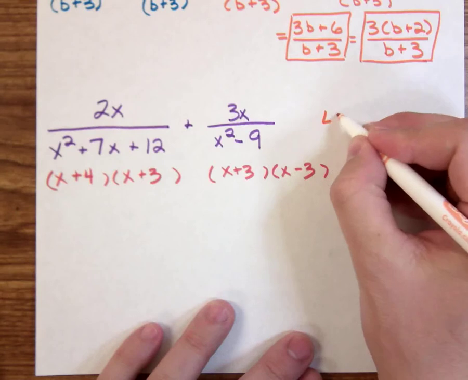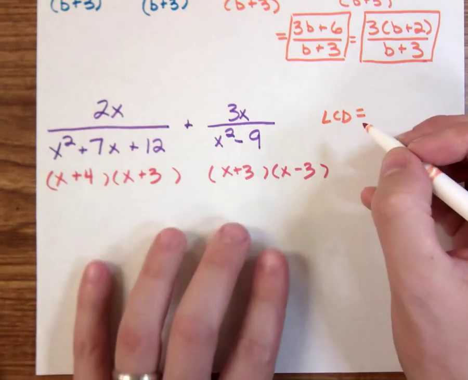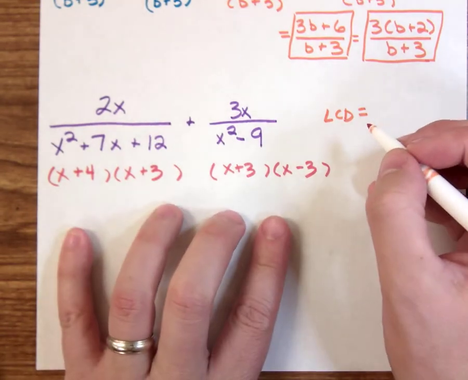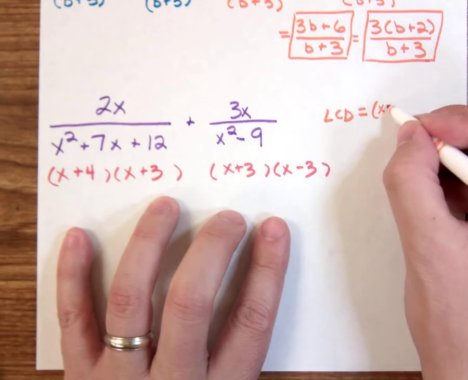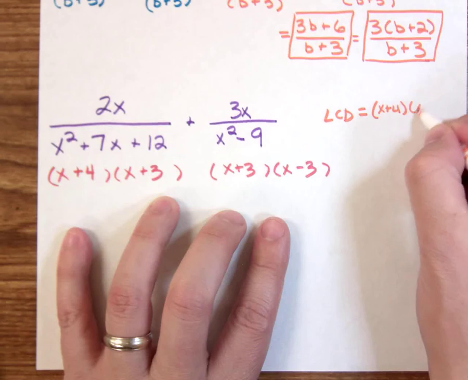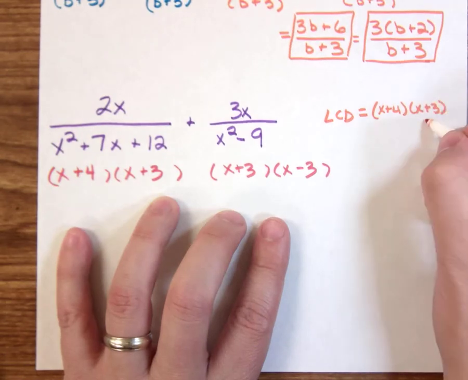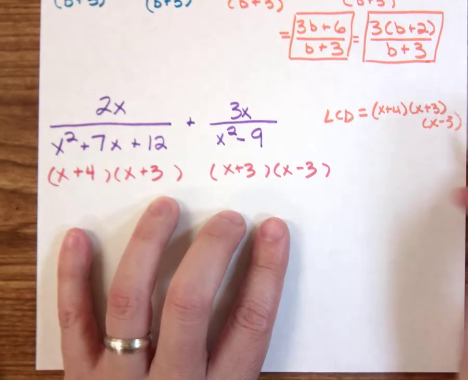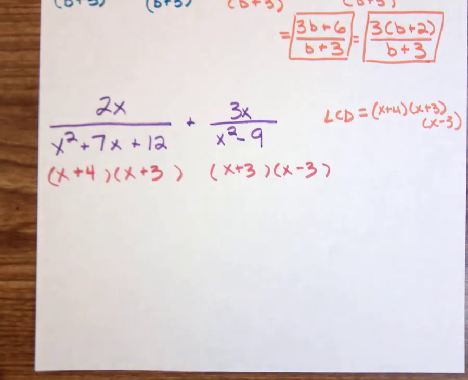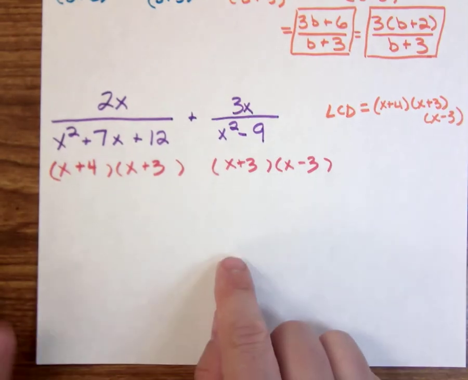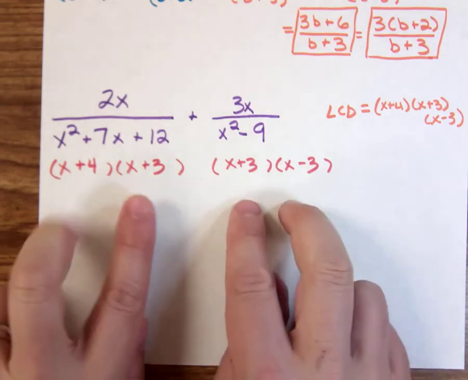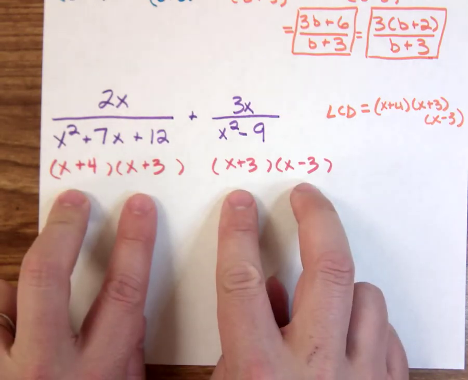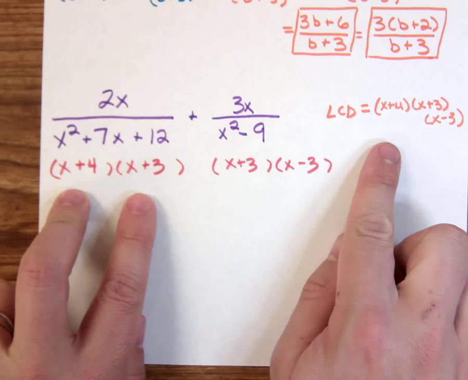So the lowest common denominator is x plus 4, x plus 3, x minus 3. Why do you have to put all of them in there? I don't understand. I have 3 factors, x plus 4, x plus 3, and x minus 3. Okay, got it. The most any one of them ever occurs is once. So I got to include each one of them one time.